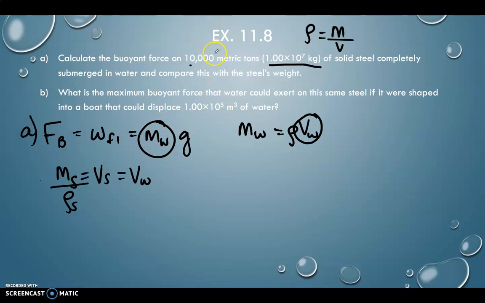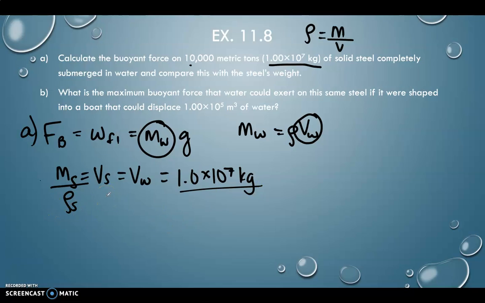Welcome back. We are continuing our example 11.8. So as we were just discussing, our volume of the water should equal the volume of the steel, due to Archimedes' principle. So let's go ahead and plug in our mass. It's going to be 1.0 times 10 to the 7th kilograms.